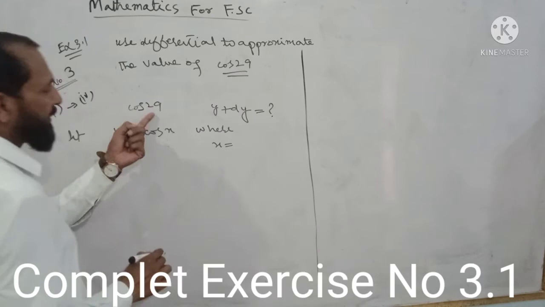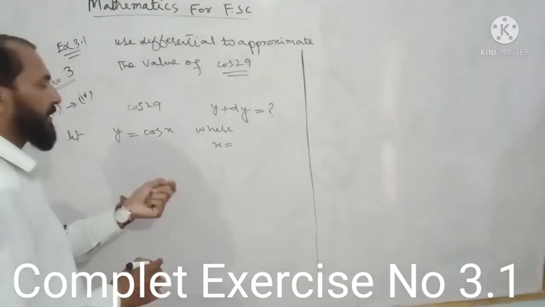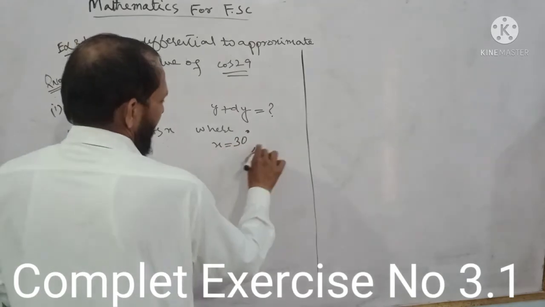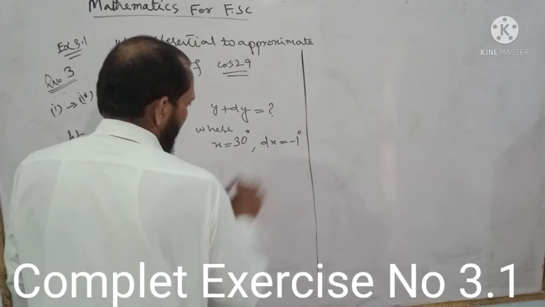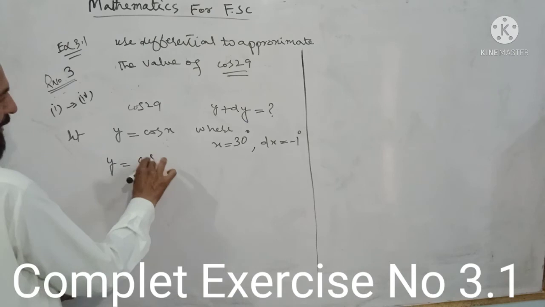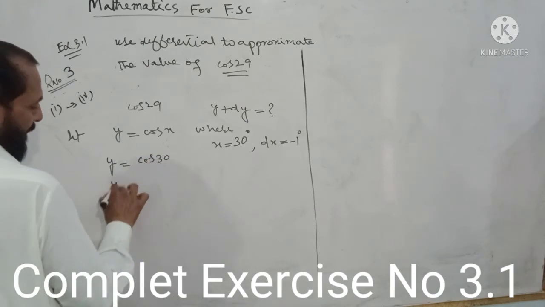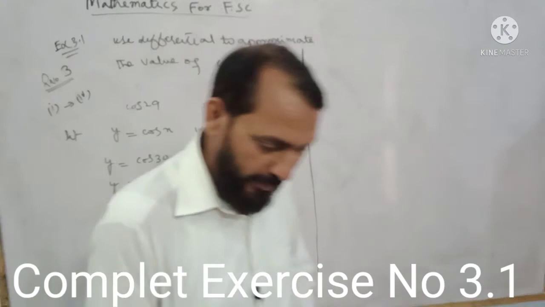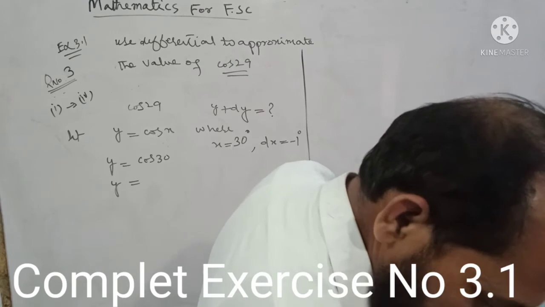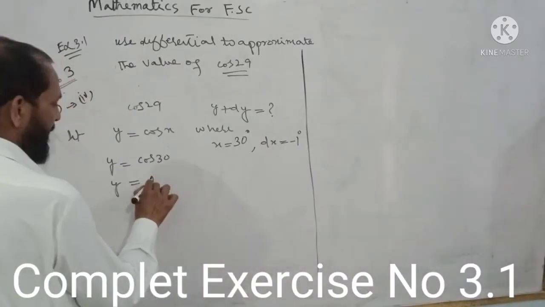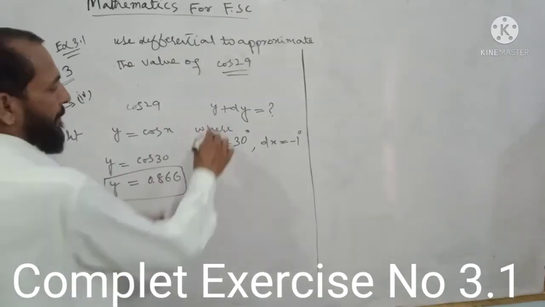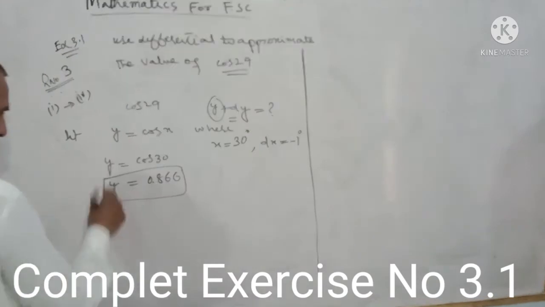Here x is the value 29. For the trigonometric function cos x, the complete value is 30 degrees, and the remaining value is negative 1 degree. So first of all we find the value of y at 30. The value of cos 30 is equal to 0.866, which is the value of this. We found the first value, so now we find the second value.